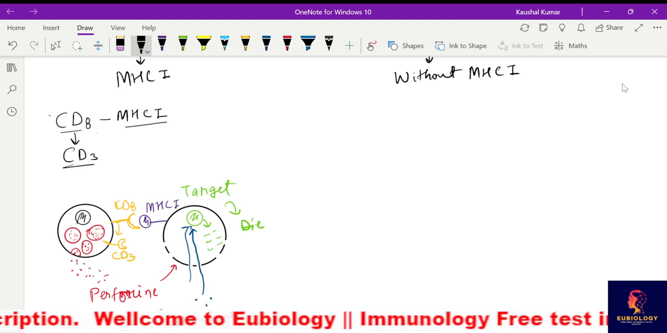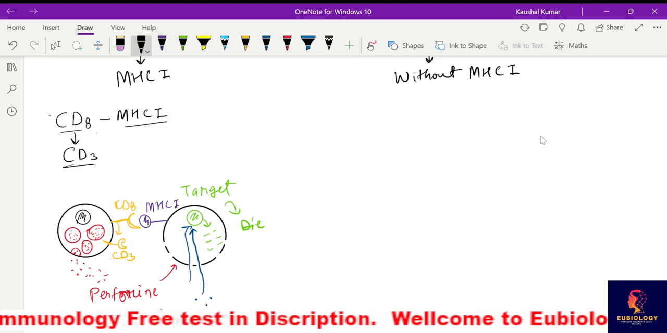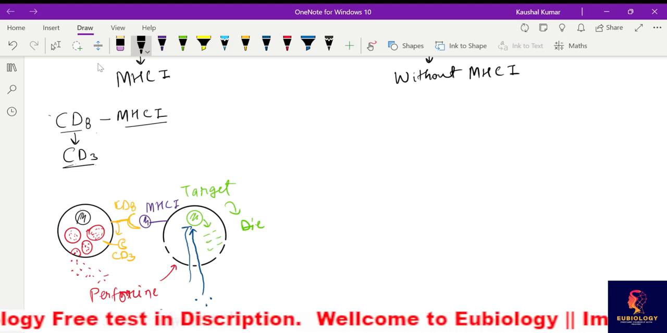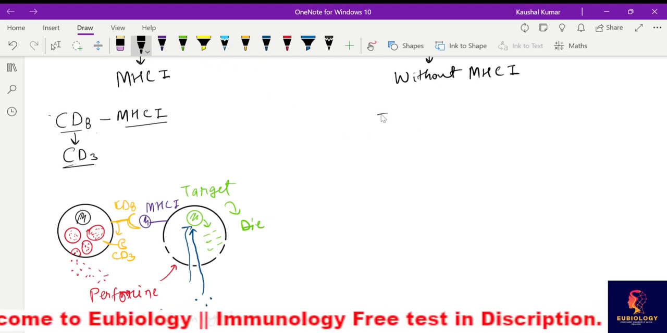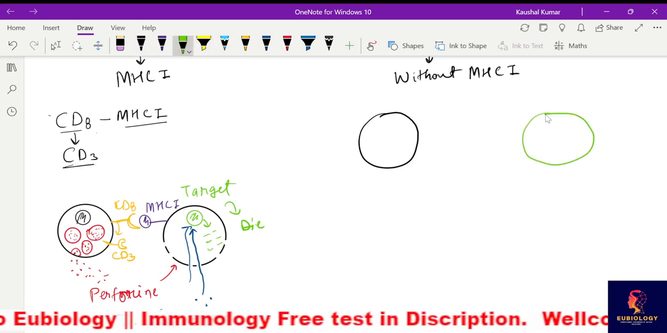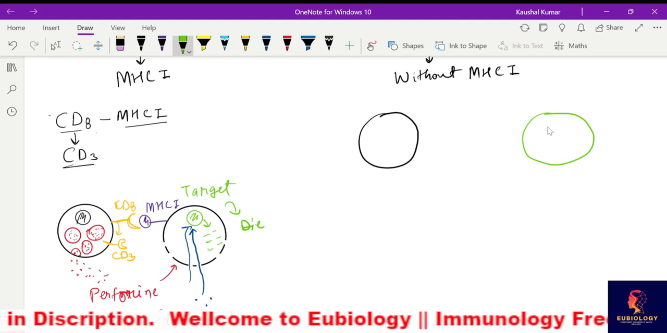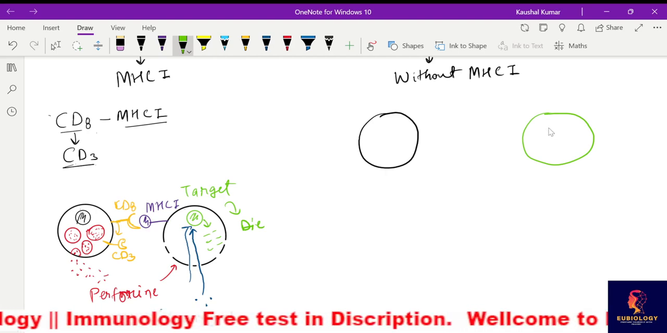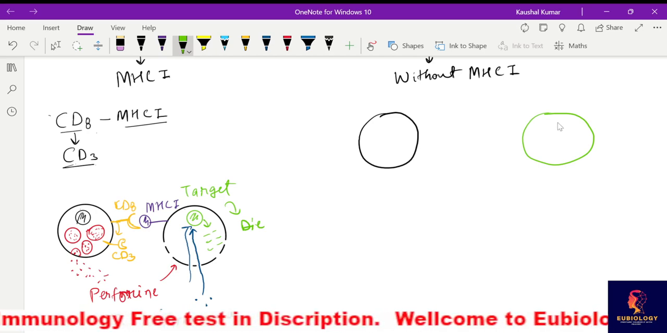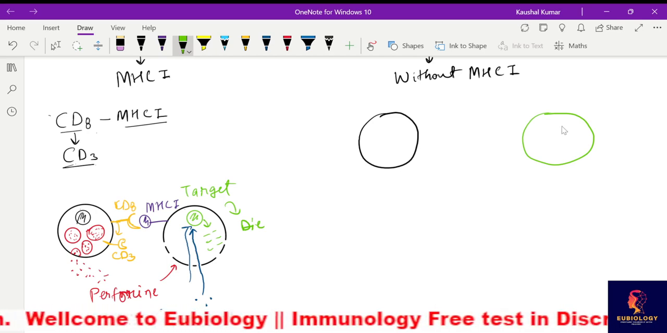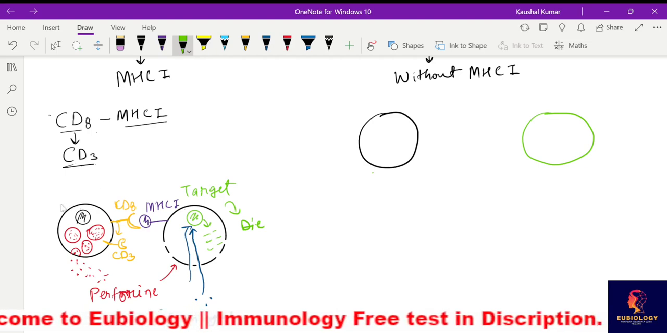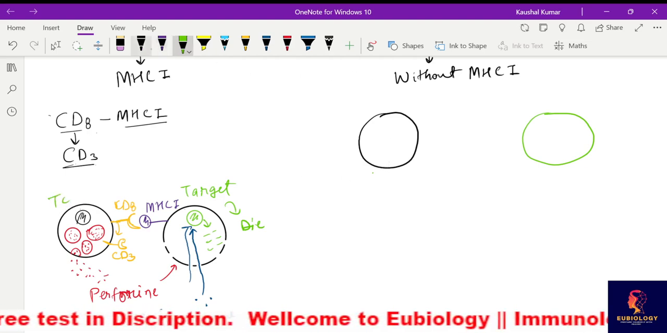Just a minute. Let me check. So the target cell will have the Fas ligand. Again I am drawing the same diagram here. Instead of the MHC molecule, there will be a different receptor molecule, the Fas ligand. Suppose this is the cell, this is the cytotoxic T cell, and here also it is a cytotoxic T cell.